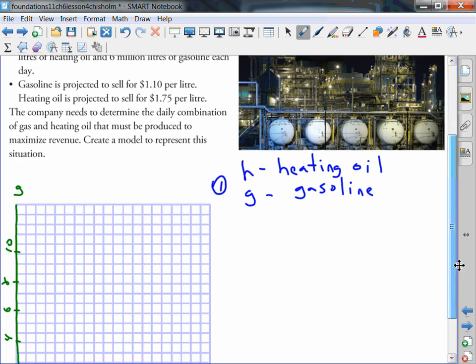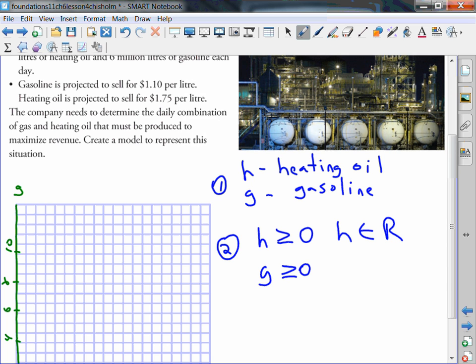Step 2, restrictions on those variables. We're talking about heating oil, so we can have any fractions of a liter, so they can be real numbers. However, we can't have negative numbers. So the heating oil is going to be greater than or equal to 0, but it's going to be an element of the real number system. And the gasoline, same thing. It's going to be greater than or equal to 0, but it can also be an element of the real number system. You can have any fractions of liters, just not negative numbers.